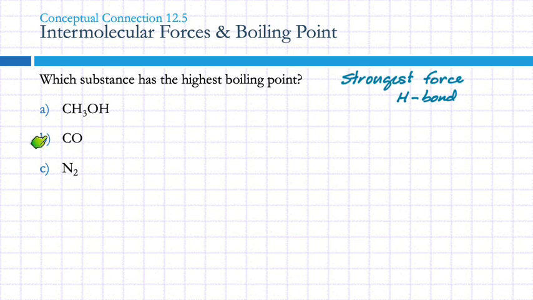Well, this can't have hydrogen bonding. It doesn't have any hydrogen. And this one can't either. What about this one? Well, phone home. Yep, we've got an oxygen-hydrogen bond. So we should predict that this substance has a higher boiling point, and it does. This is methanol, which is a liquid at room temperature. Carbon monoxide is a gas. Nitrogen is a gas. Most of the air we're breathing in is nitrogen.